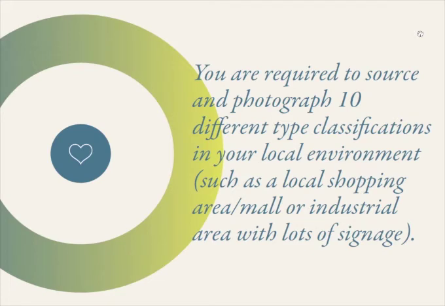You are required to source and photograph 10 different type classifications in your local environment. Now that could be areas such as a local shopping area, a mall, or an industrial area which has lots of signage, just as long as it's outside and not around your home. Make sure that you do head outdoors and find somewhere where there's lots of type so that you're exploring type in your local environment.